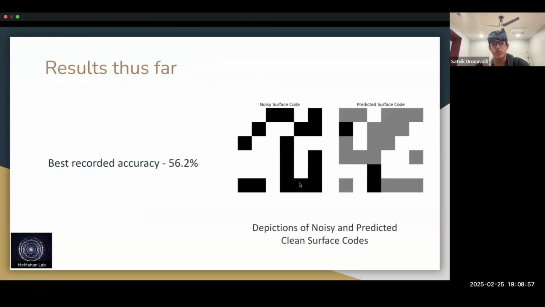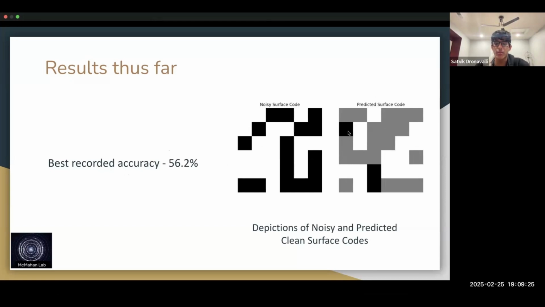So as for results so far, with our elementary CNN that was trained on a 2D array, our best recorded accuracy was 56.2%. As you can see here, on the leftmost is a noisy surface code, which is a surface code with all the errors applied. And on the right is the matrix with all the confidence values for the system, which is the probability that the model thinks there's an error there.